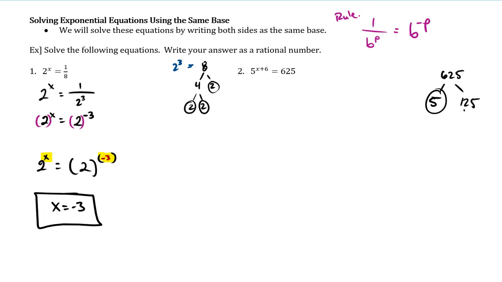125 is ending in 5 also, so that means 5 would go into it, and it would go into it 25 times. So 5 times 25 is 125. 5 is prime, so I'm circling it. And then 25 is 5 times 5. So what we currently have is 5 times 5 times 5 times 5. That is the same as 5 to the 4th. So 5 to the 4 is 625, which means this here I can change to be 5 to the 4.